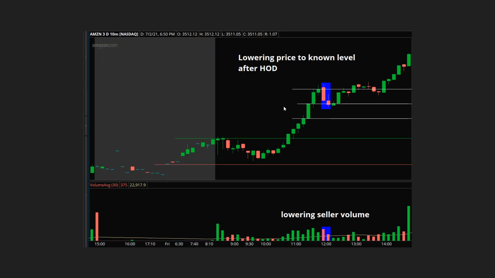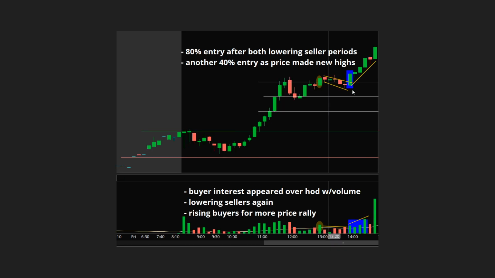So here we have lowering price to a known level after high of day. After that high of day was marked, we had dropping sellers and lowering volume as well, which is really good, showing a good support catch most likely. The next few candles pop up, we have a slow buildup of buyers, another reset candle, and another break above average volume with buyers. Very good sign so far. You can see that was an 80% entry. Moving back up, we have another 40% entry to another 80% entry, holding the 50% of that breakout. Very, very good sign, of course, when you see the 50% of any move held.